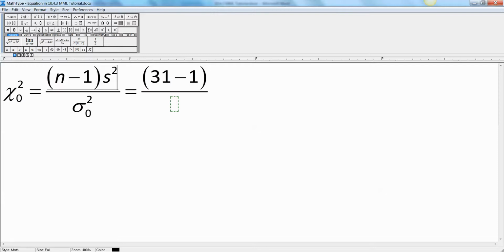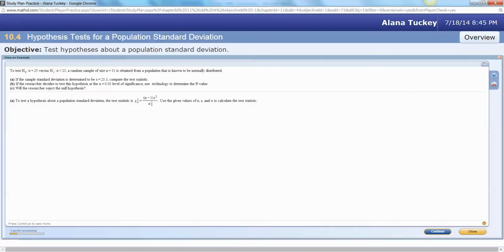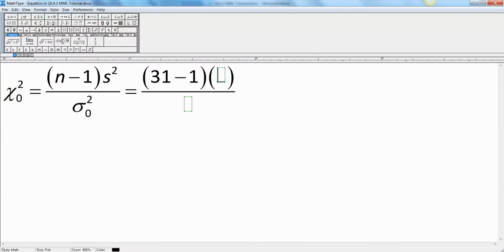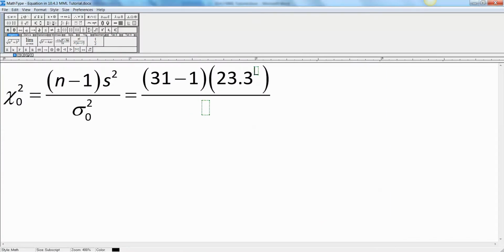Then the next thing I need is the sample variance. S, if you recall, is the sample standard deviation. So when you square it, you really are talking about the variance. That's why it was so important for us to understand what variance was way back in chapter 3. So S was something, let's see, S was 23.3 for part A. So I'll put in 23.3 and I need to square it. And if you like, you can do it like this.